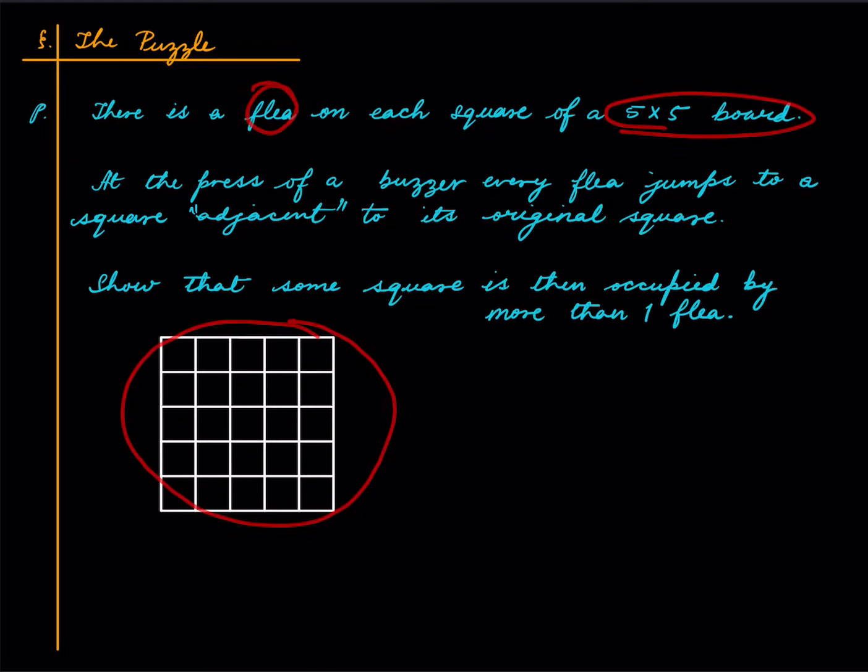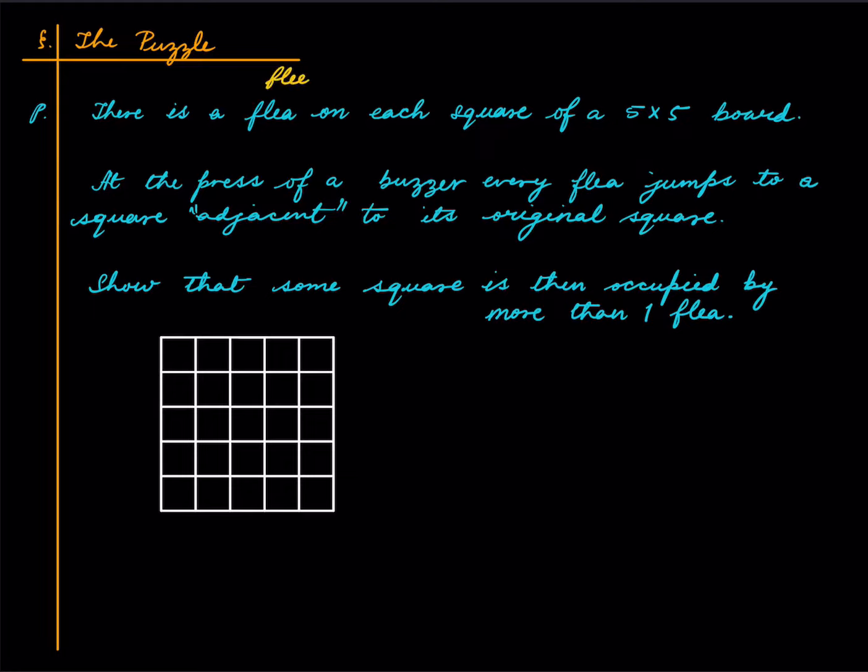So what is a flea? A flea is just some insect. I also don't know what exactly it is. And it's written F-L-E-A, but it is pronounced like F-L-E-E, and I might slip up and pronounce it as flea occasionally. But the correct pronunciation is flea.